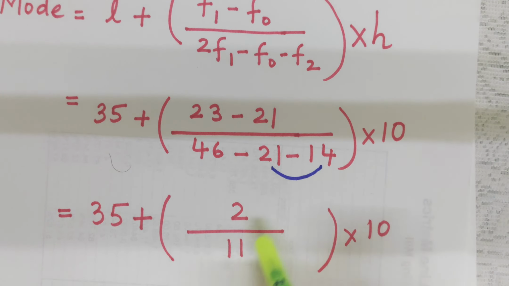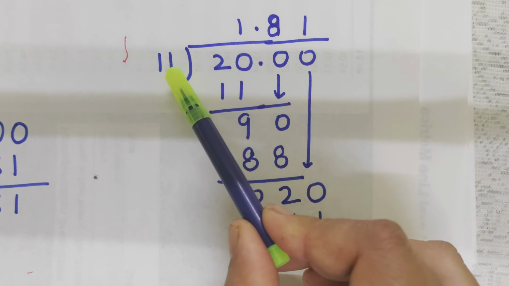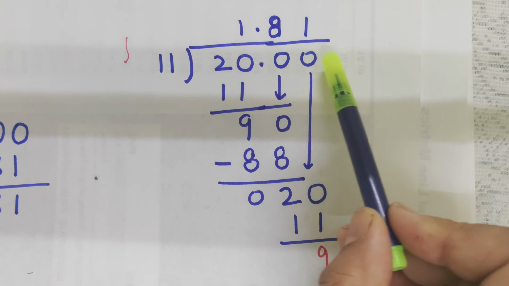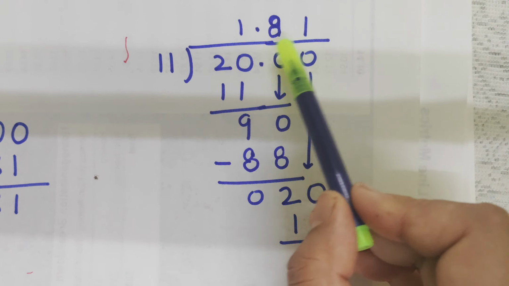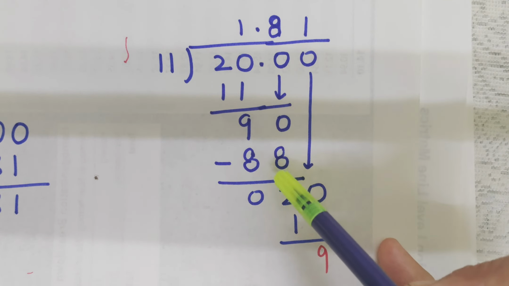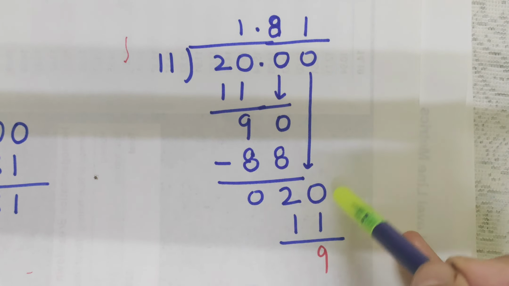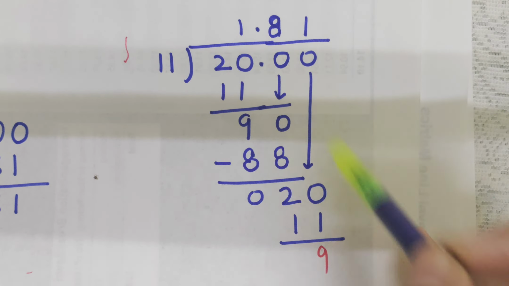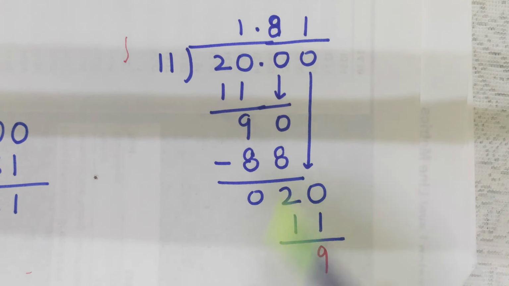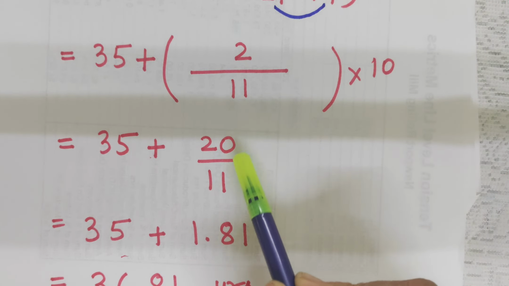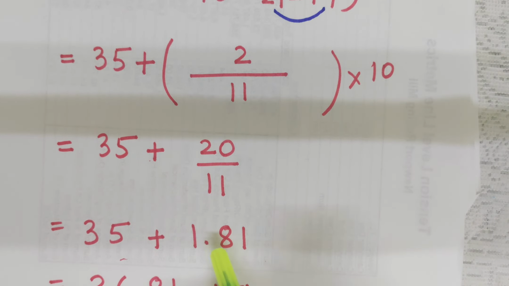When we divide 20 by 11: 11 ones are 11, remainder 9, then point, zero copied down; 11 eights are 88, remainder 2, again next zero copied down; 11 ones are 11, the remainder is 9. So here we have 1.81. When 20 is divided by 11, we get 1.81, and this is the whole number 35.